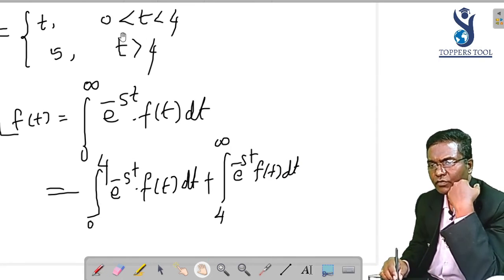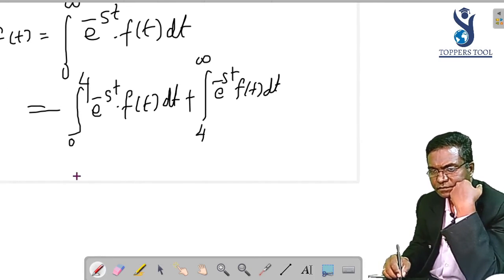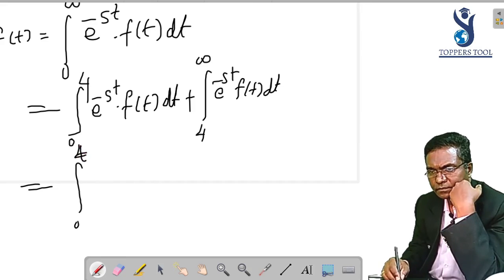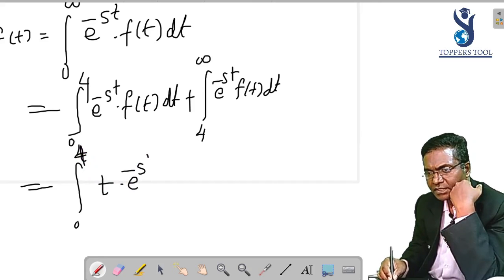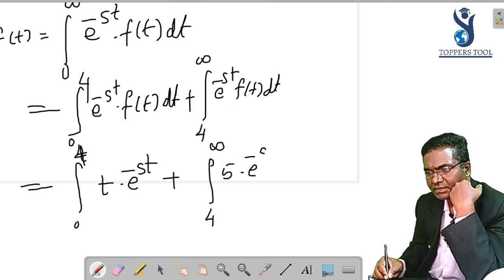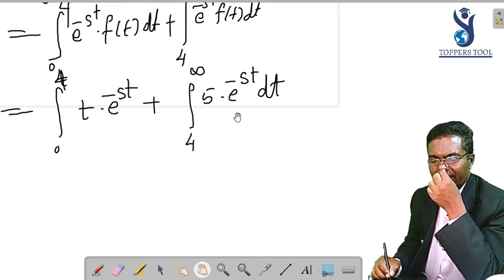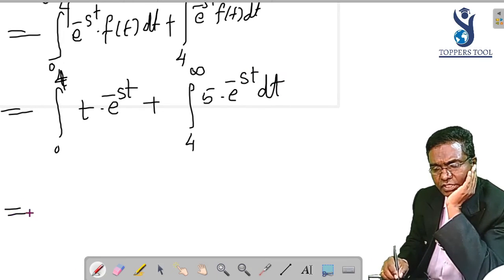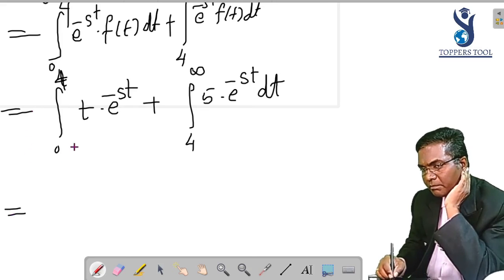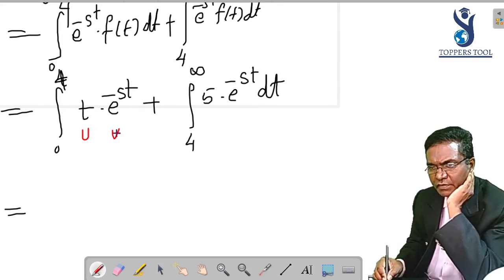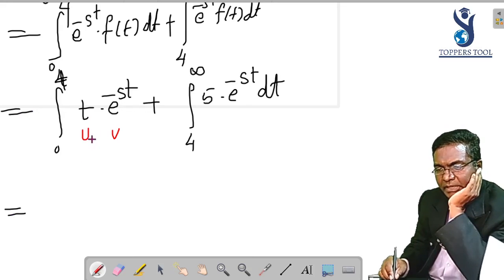When t is between 0 and 4, f of t is t. So 0 to 4, f of t is t, I can write t into e power minus st. Between 4 to infinity, it is 5, so 5 into e power minus st. Okay. Now you need to apply by parts. So this is your u, this is your v. So here you need to apply by parts.